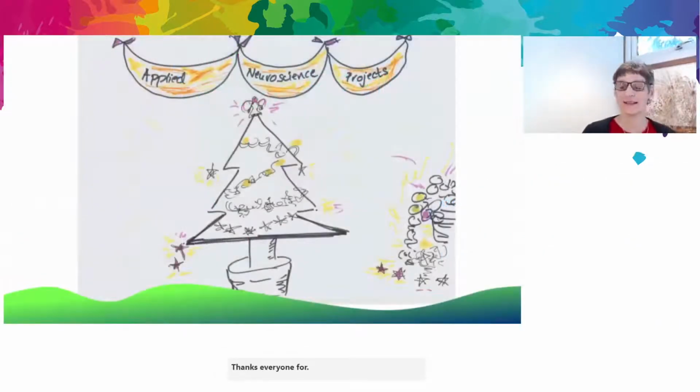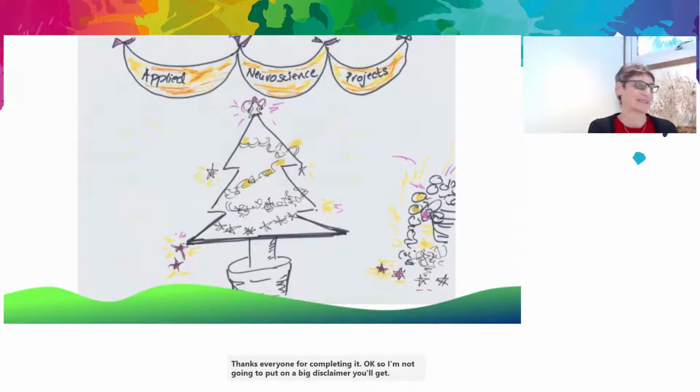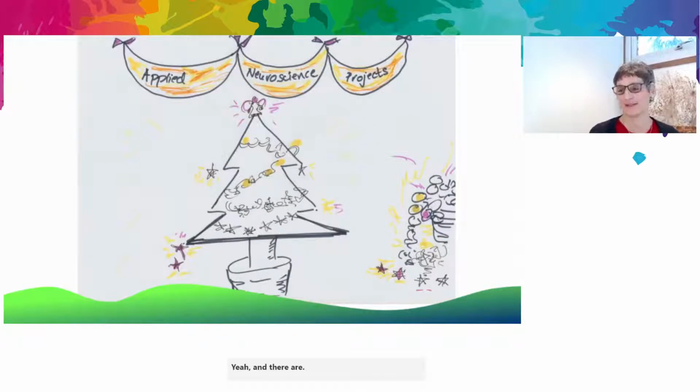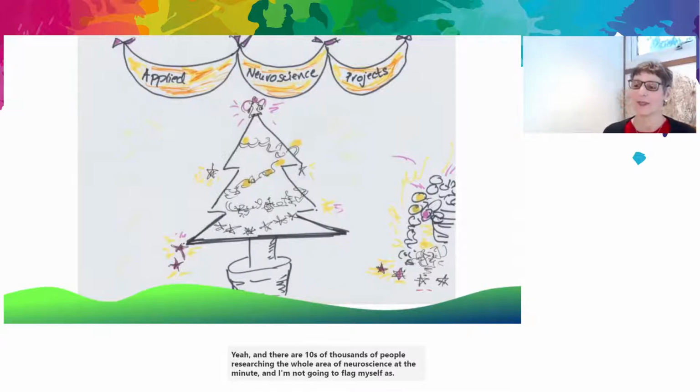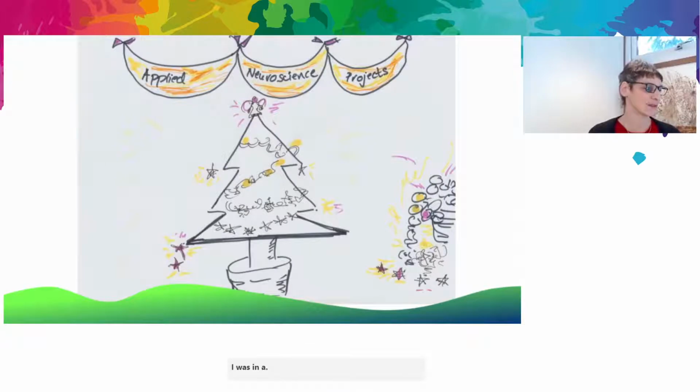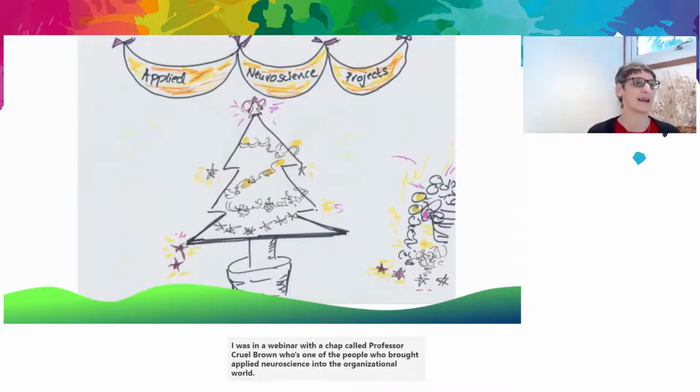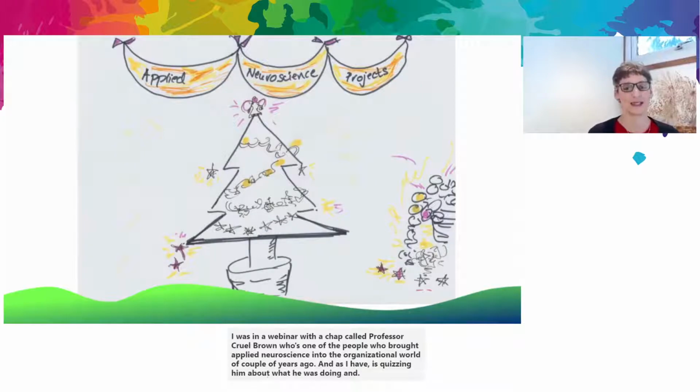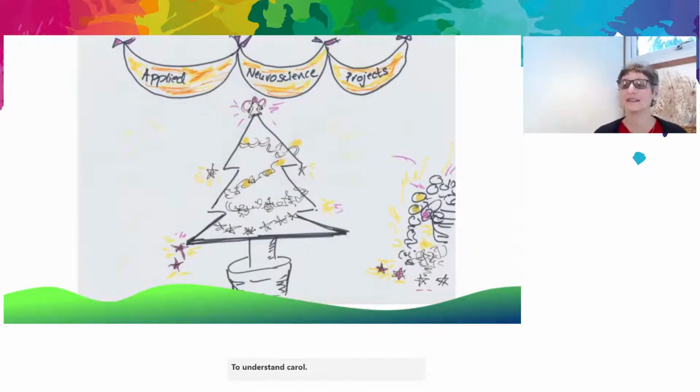Okay, so I'm now going to put on a big disclaimer. You'll get used to seeing some of my pictures as well. Well, you've seen from the feedback of the results, some people probably know a whole lot more than I do. And there are tens of thousands of people researching the whole area of neuroscience at the minute. And I'm not going to flag myself as the expert, but I was in a webinar with a chap called Professor Paul Brown, who's one of the people who brought applied neuroscience into the organizational world a couple of years ago. And as I was quizzing him about what he was doing and success rates and so on, he said to me something which I think is really profound. He said to me, what you've got to understand, Carol, is that neuroscience in organizations is a bit like Christmas trees. There are all of the baubles, and then there's the tree.